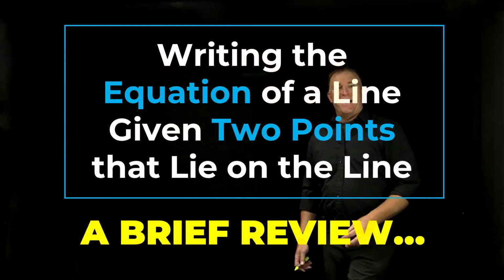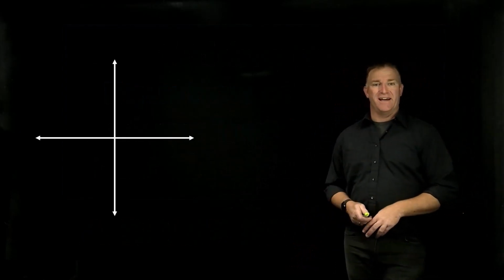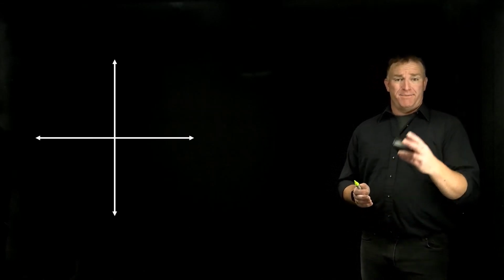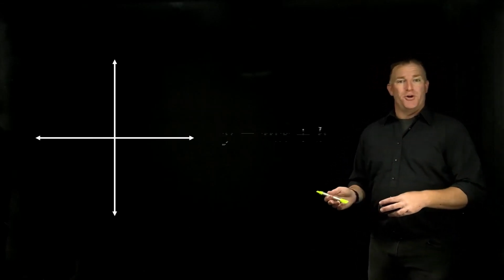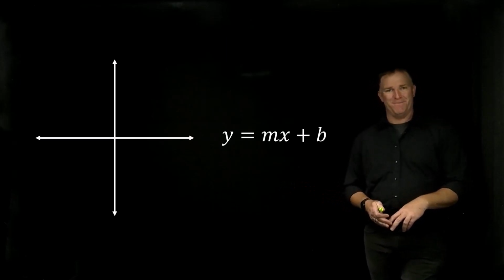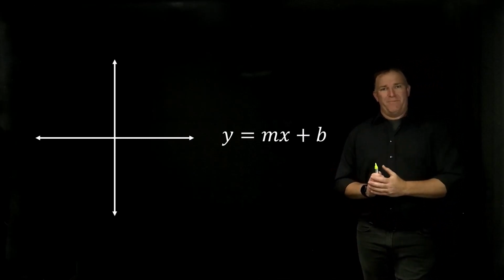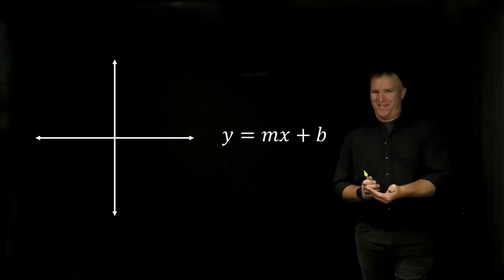So we've been talking about how to write the equations of lines that we would see on a coordinate grid. And specifically, we've been looking at the slope-intercept form of a line, y equals mx plus b. Now, just as a little review, what do the m and the b represent in our slope-intercept form?